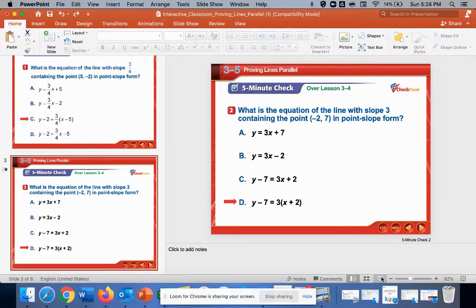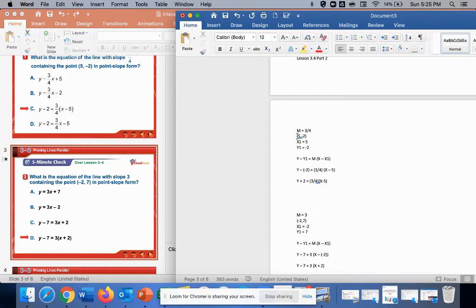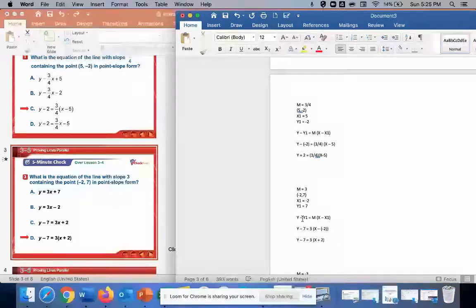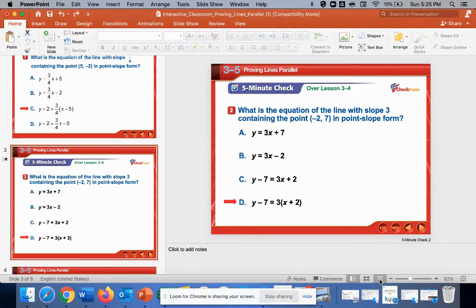The same thing applies here as for the last one. We know the slope is 3. We know that -2, 7 is our coordinates: x1 equals -2, y1 equals 7. So we do y minus y1 equals m times x minus x1, that's our slope point form. We substitute in 7 for y1, 3 for our slope m, and -2 for x1. Remember, since it's minus -2, it becomes +2, and our final answer comes out to y minus 7 equals 3 times x plus 2. Let's jump back in and go through a little bit more.